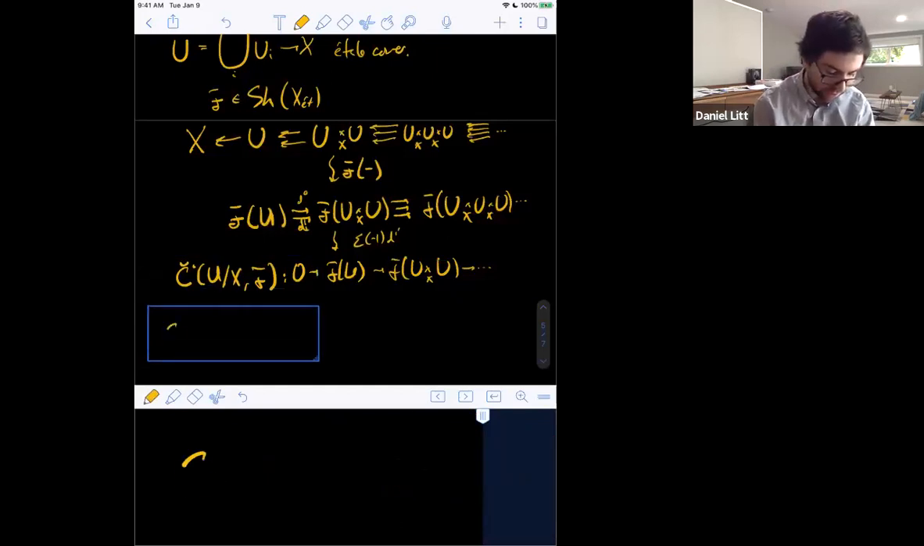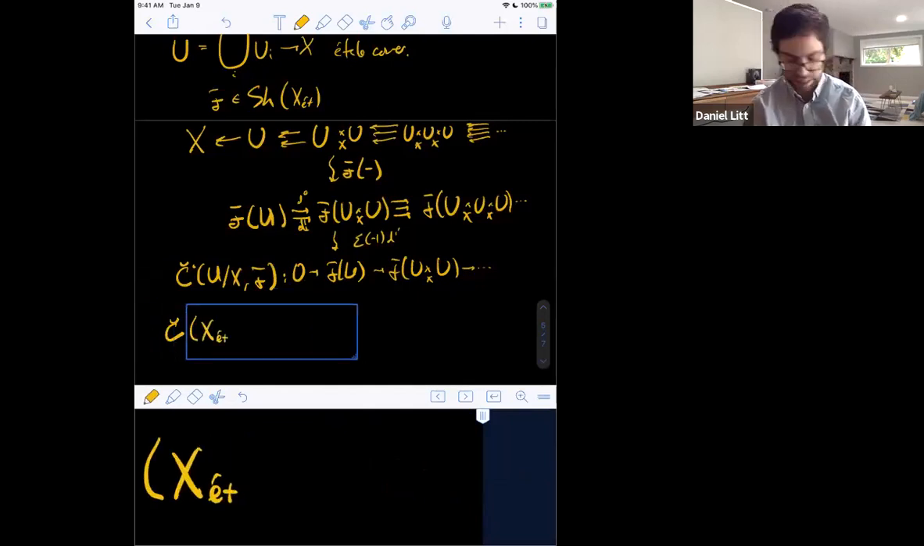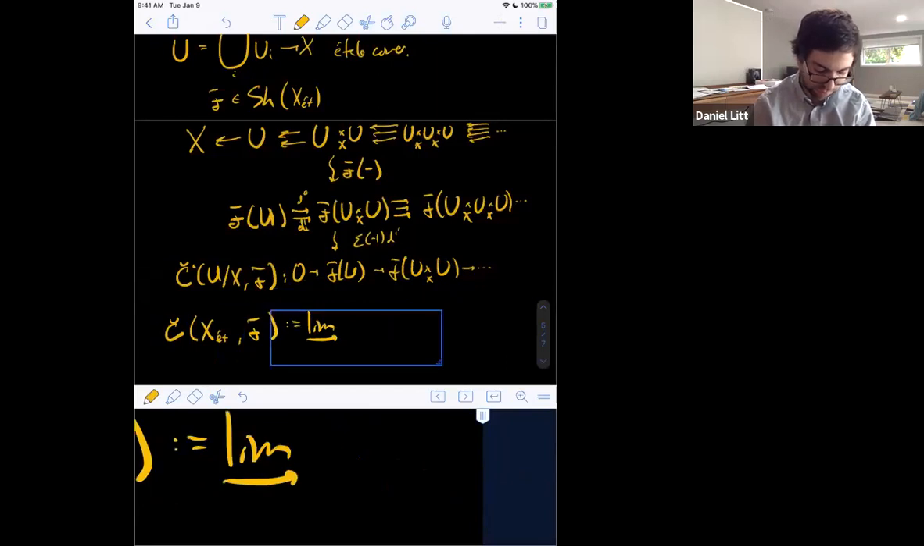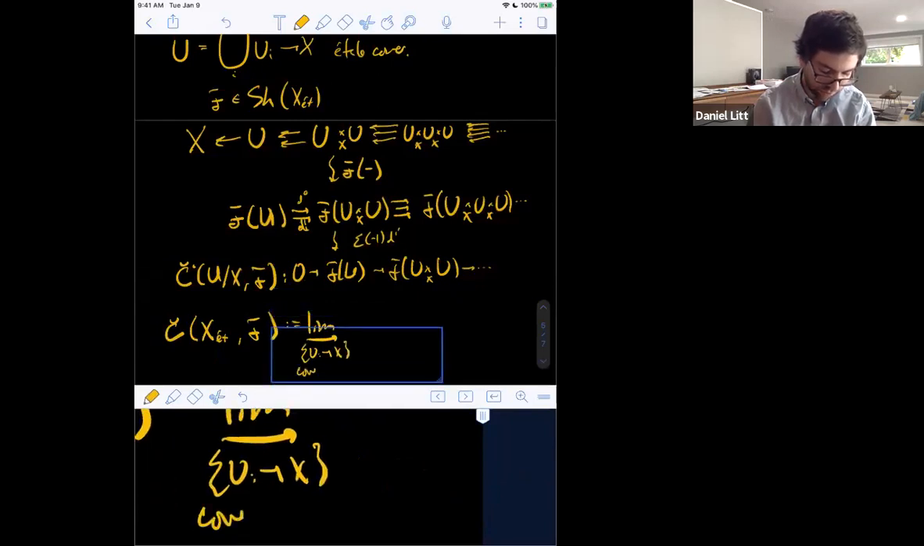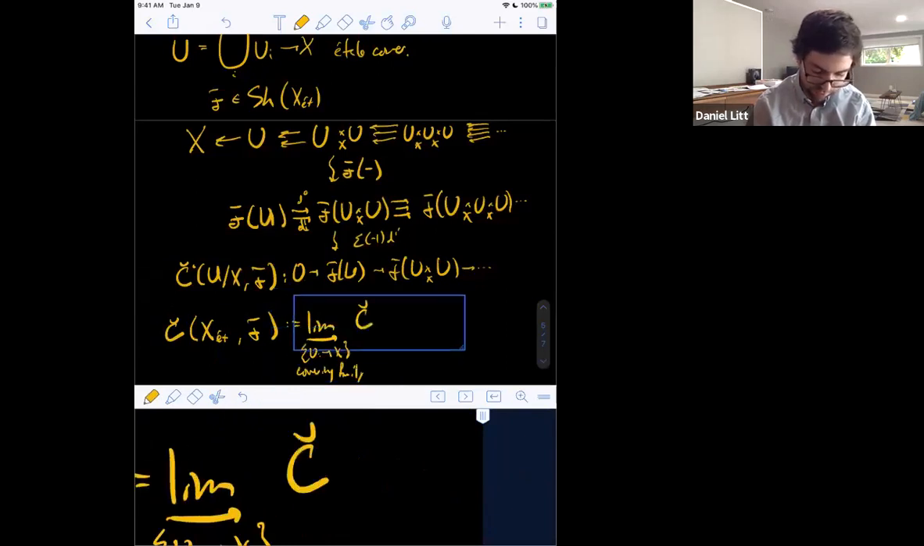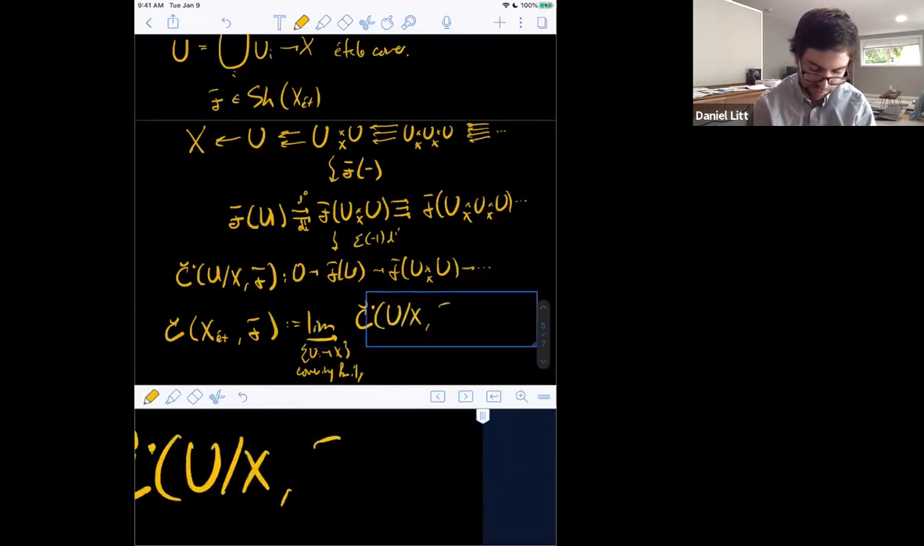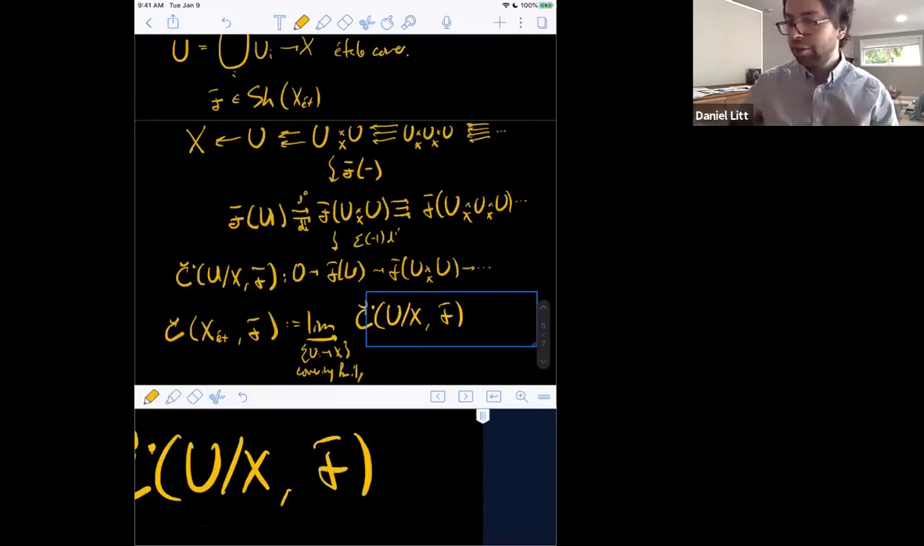And then given this, we're going to define the sort of total Čech complex. This is the Čech complex of the étale site with coefficients in F. This is the direct limit over all covering families of these Čech complexes relative to the covering family. Okay, so this is Čech cohomology. Are there any questions about this?